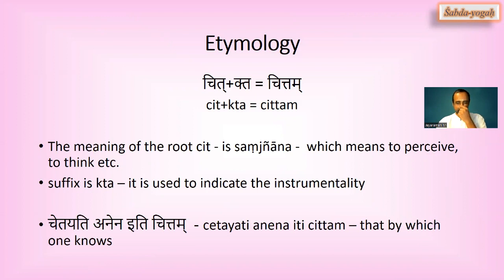So that becomes Cittam. The derivative statement based on this etymological derivation would be cetayati anena iti cittam. That by which one knows, one perceives, one thinks, that is Cittam. So this is the etymological derivation.